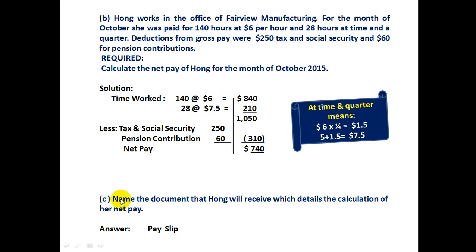The third requirement in the question is to name the document that Hong will receive which details the calculation of her net pay. All these details are given in her pay slip. So this is how we can calculate the pay for Hong and we can name the document in which her salary is given.